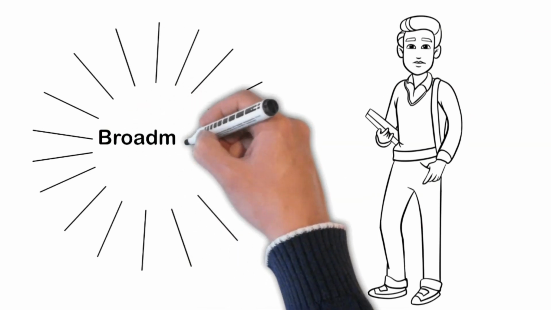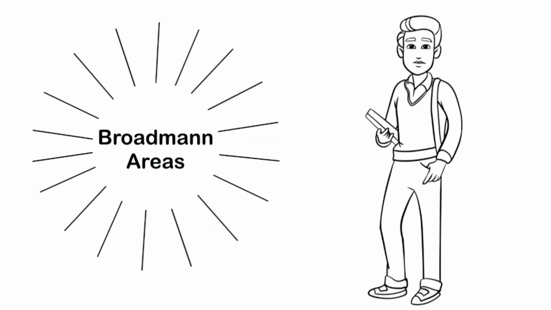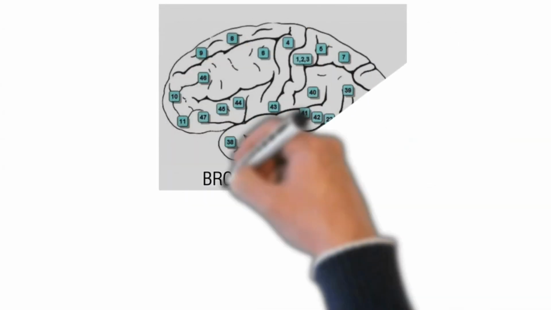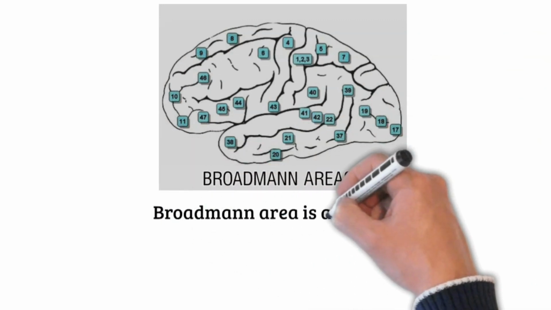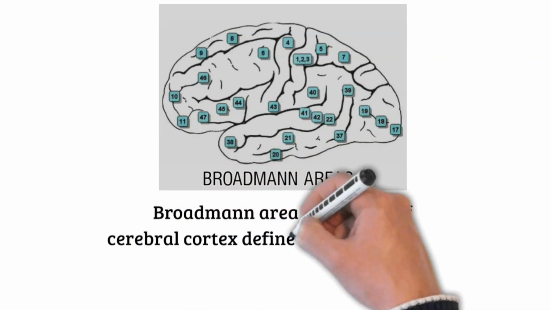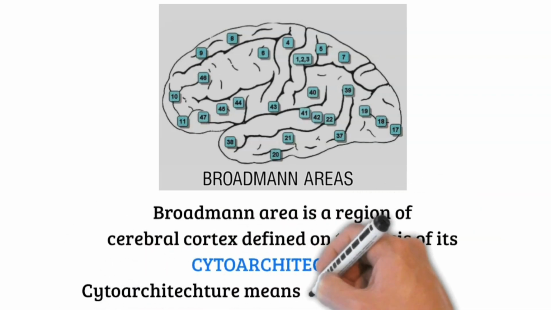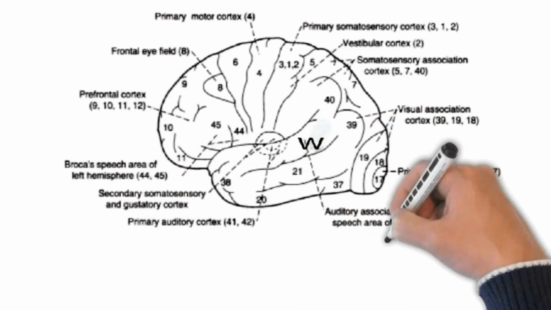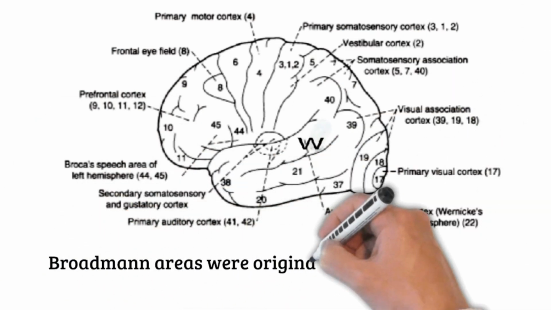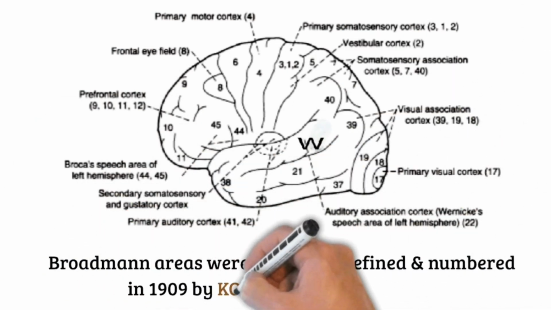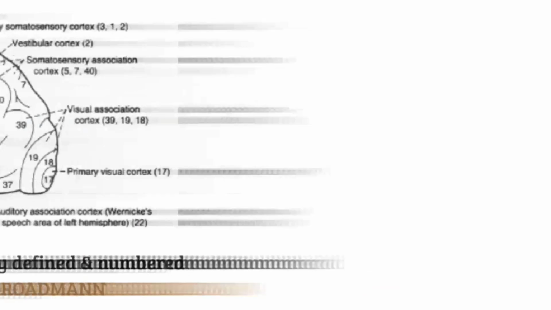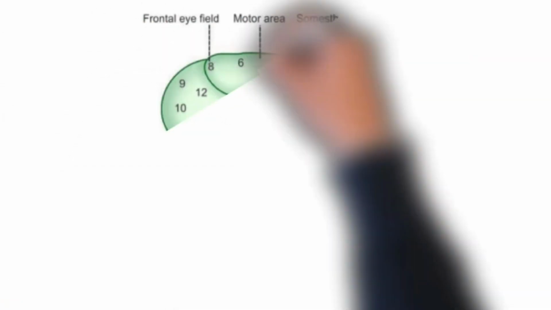Now we will learn the Brodmann areas. So, Brodmann area is a region of cerebral cortex defined on the basis of its cytoarchitecture. Cytoarchitecture means organization of cells. Brodmann areas were originally defined and numbered in 1909 by Korbinian Brodmann.